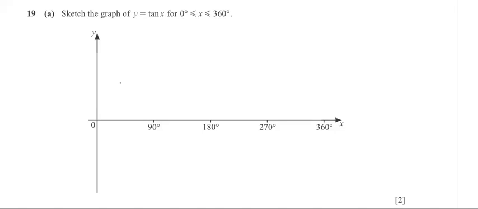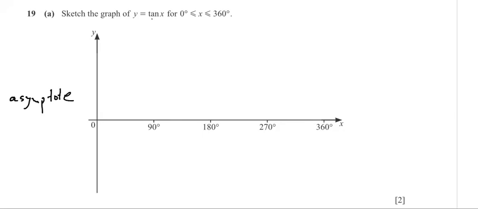The graph of sine and cosine is different from the graph of tangent. For tangent, we also have asymptotes. I'm using the word asymptote. What is the meaning of asymptote? An asymptote is a line to which the curve will never touch.